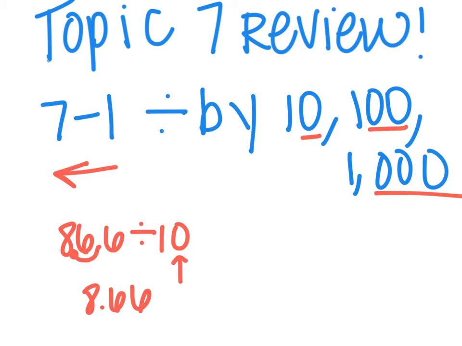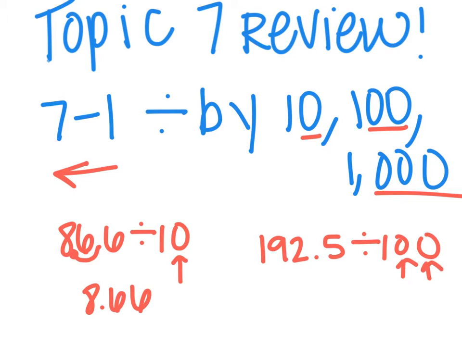Your number should be getting smaller because you're dividing by 10. So if you move it to the right, your number is getting bigger. So make sure you're moving the decimal to the left. Another example would be something like 192.5 divided by 100. Because there's 2 zeros here, I need to move the decimal point to the left 2 times to get my final answer of 1.925.